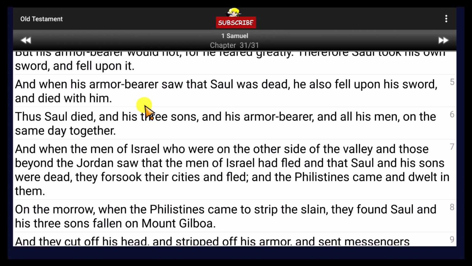When a king died, they would normally kill some of the slaves or the servants of the king to accompany him. And so what the armor bearer did was just exactly what was supposed to be done. He also killed himself because he couldn't take it. That Saul died, and his 3 sons, and his armor bearer, and all his men on the same day together. So they lost the war.